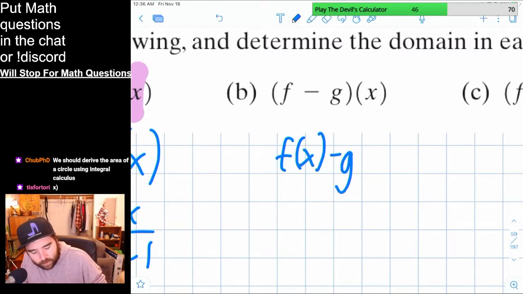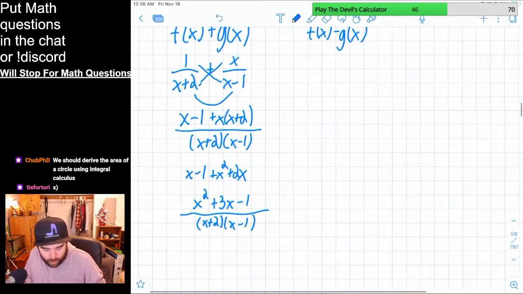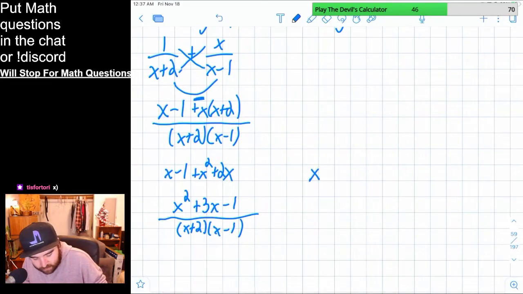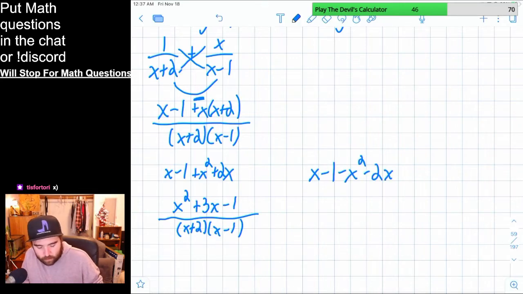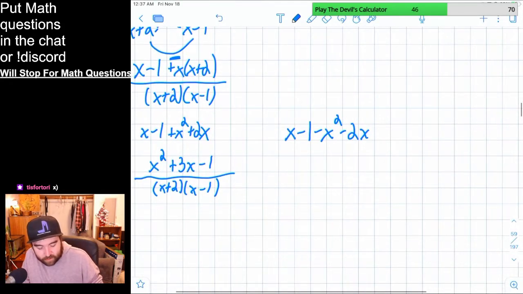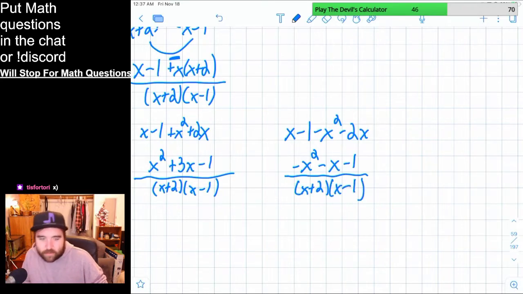See, for f minus g of x, that's just the same idea. It's just subtraction. So it's going to be f of x minus g of x. So let's see what we can get out of our last answer. So everything's going to be the same, except this is going to have to be a negative. So we're going to have to distribute the negative. So this step would actually be x minus 1 minus x squared minus 2x. And the denominator would be the same, because that's the only difference between addition and subtraction. So we're going to have negative x squared. See, x minus 2x is negative x, and then minus 1 over x plus 2 times x minus 1.